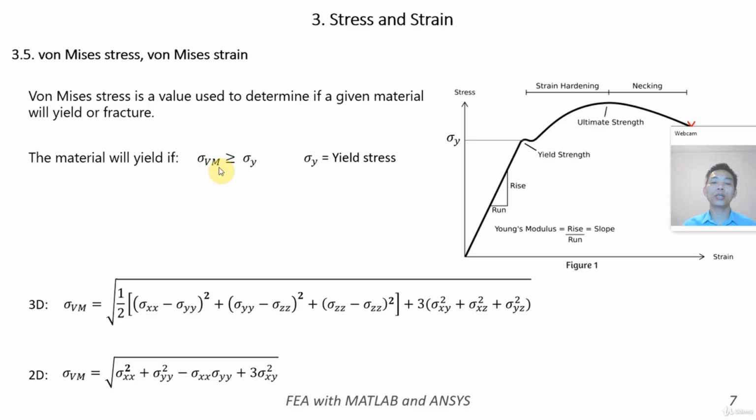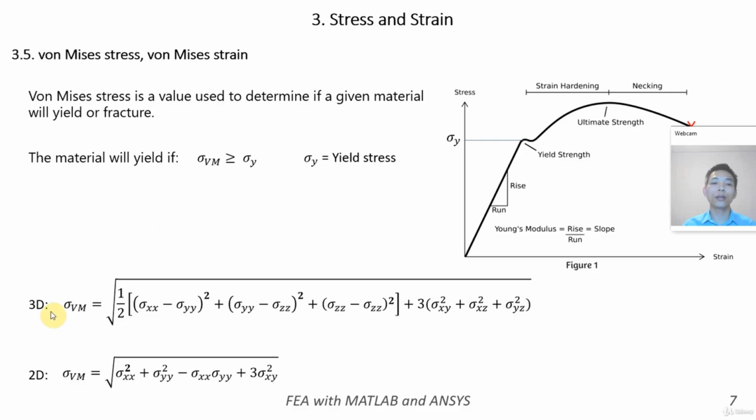If the von Mises stress is equal to or higher than the yield strength, we know that plastic deformation will occur in the structure, and then your problem is not simple anymore, it will become very complicated, right? So the von Mises stress is a value used to determine if the given material will yield or fracture or not, right?